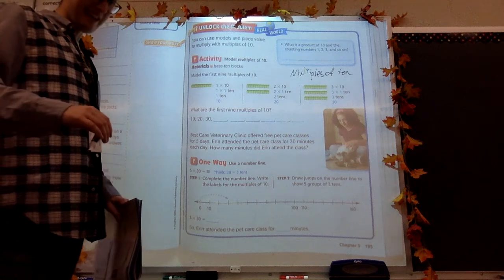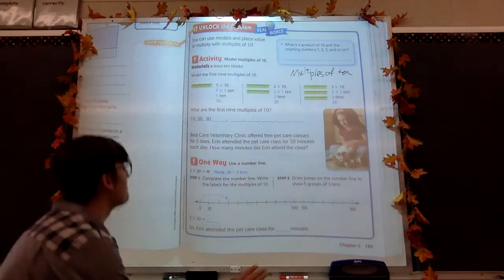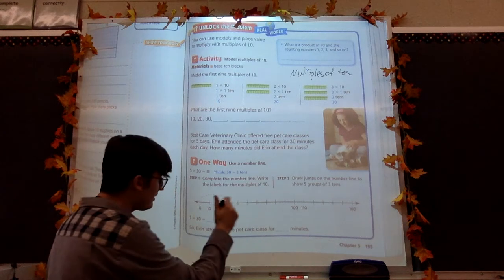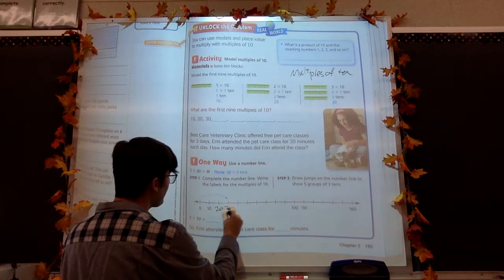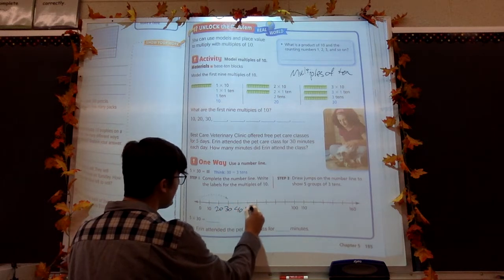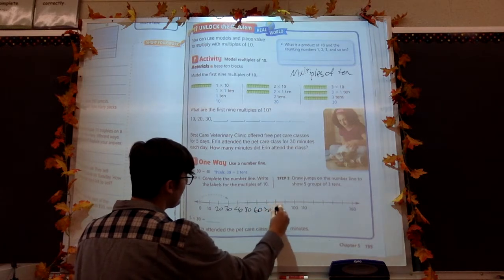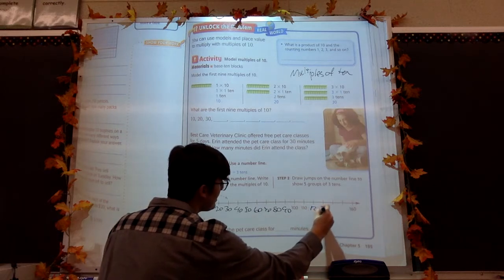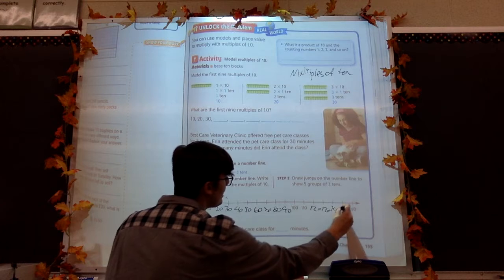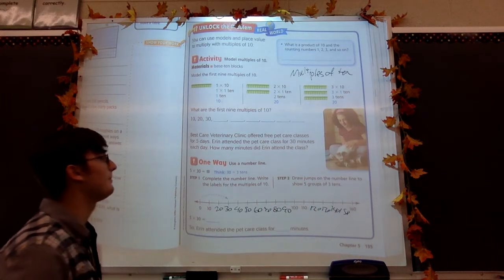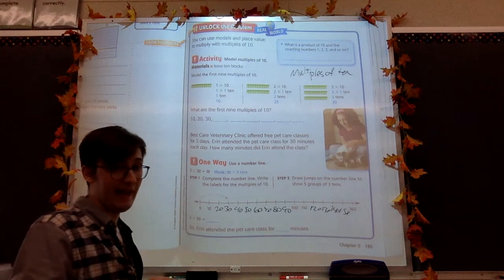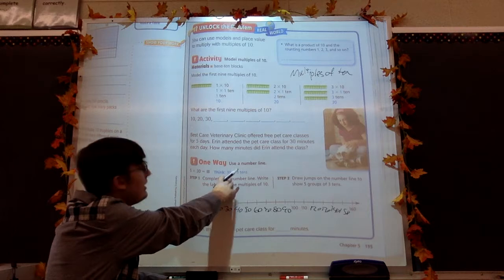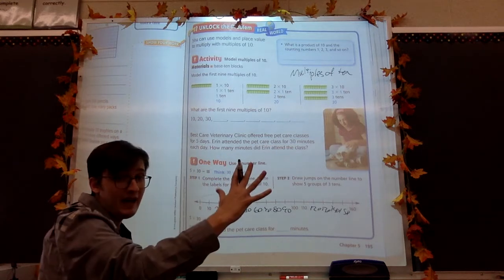They want us to use this number line to help us. They start off here, starting at 0, then going to 10. So we're counting by multiples of 10. So you do 20, 30, 40, 50, 60, 70, 80, 90, 100, 110, 120, 130, 140, 150, and finally 160. So we need to draw lines to each 30, because we have the 3 tens, or 30 minutes, and we need to skip count 5 times, okay?